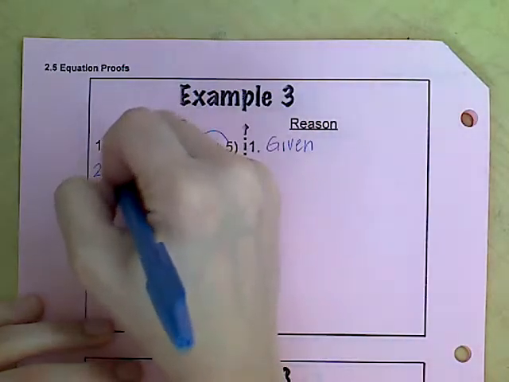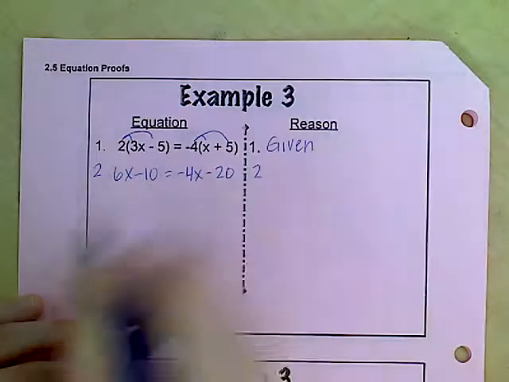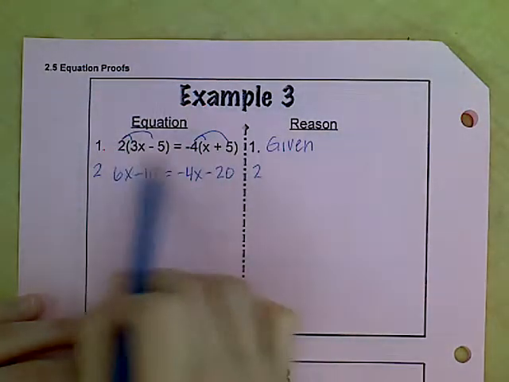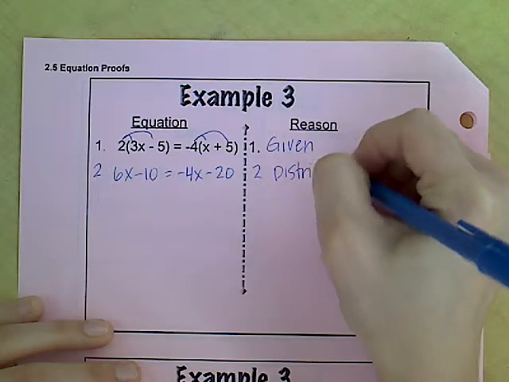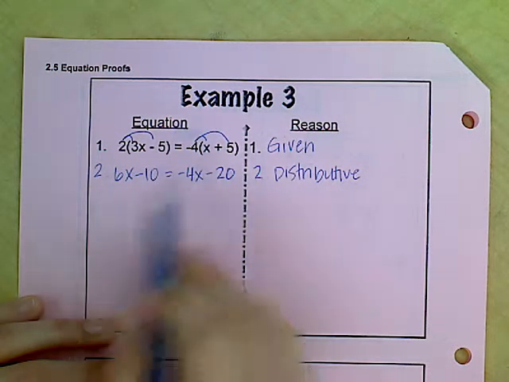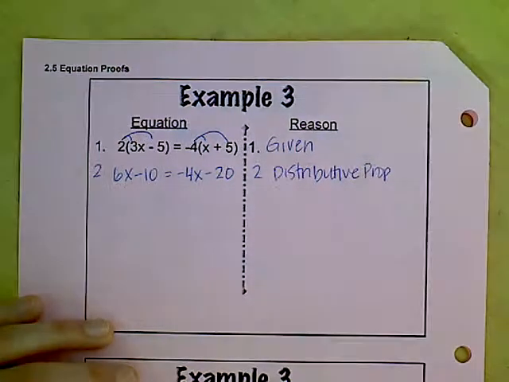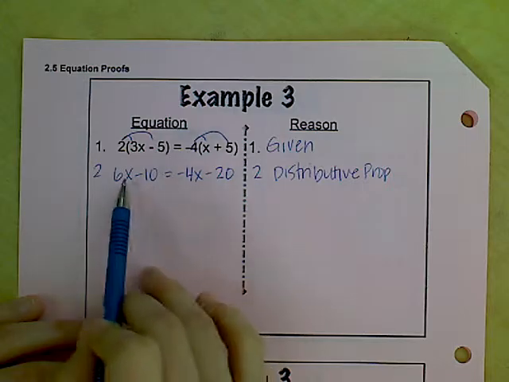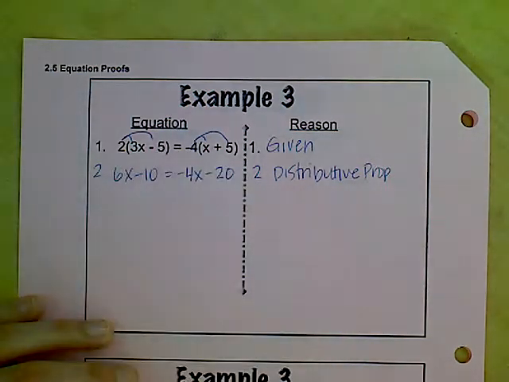Now, some of you might be thinking, do I need to write distributive property twice? And you do not need to. If you do both of them in one step, you can write it once. If you take step 2 and you only distribute the first one, and then you take step 3 and distribute the second one, then you may write it twice, but you don't have to. So if you did it like I did, you only need to write distributive property once because you only used it in one step.